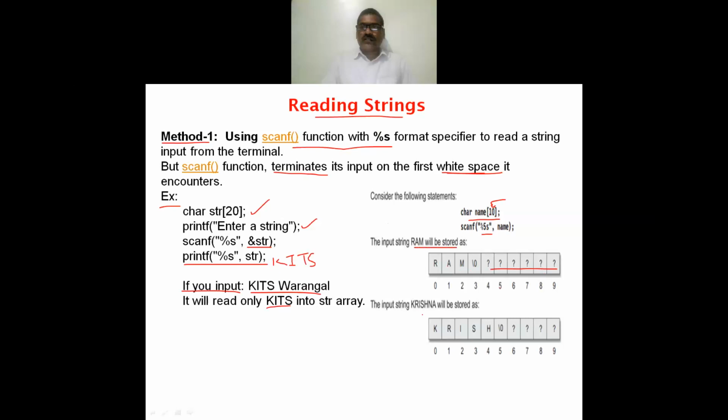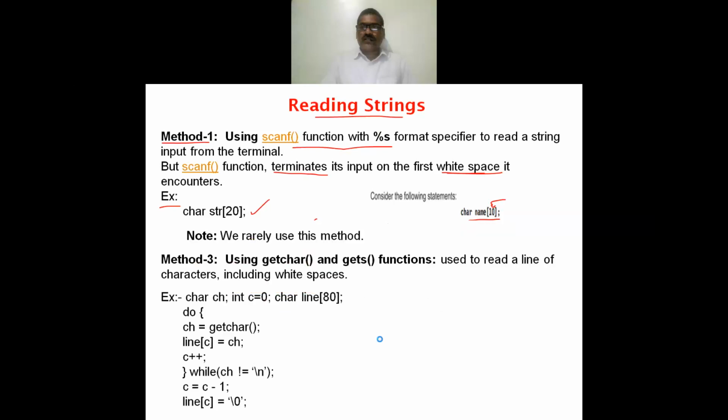If the input string is "Krishna", it will read only the first five characters, "Krish", and then insert backslash 0. It will not read all seven characters. Because of this %5s, it will read only a maximum of the first five characters. That is the reason the specification of width with the scanf function is generally not preferable. Fine, so this is the first method.